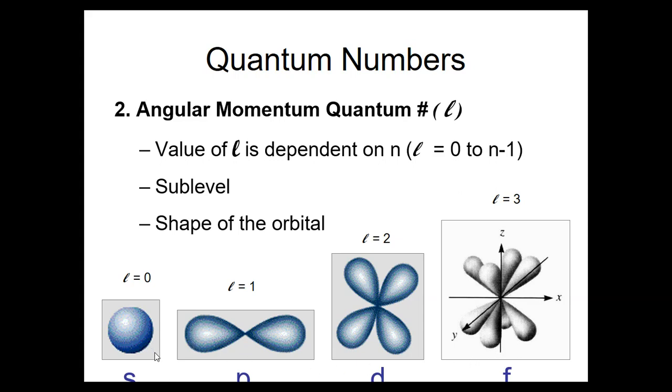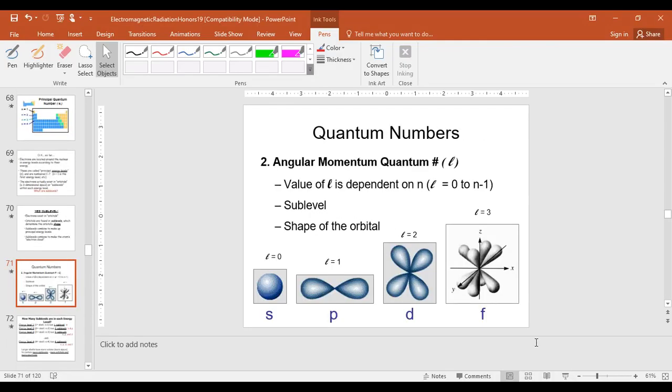And these are given different letters. When L is equal to 0, that's S. L is equal to 1, that's P. L is equal to 2, that's D. And L is equal to 3, that's F. And we'll go over each of those separately shortly.